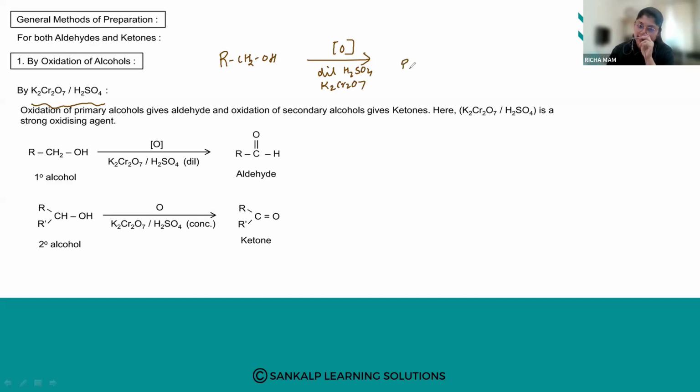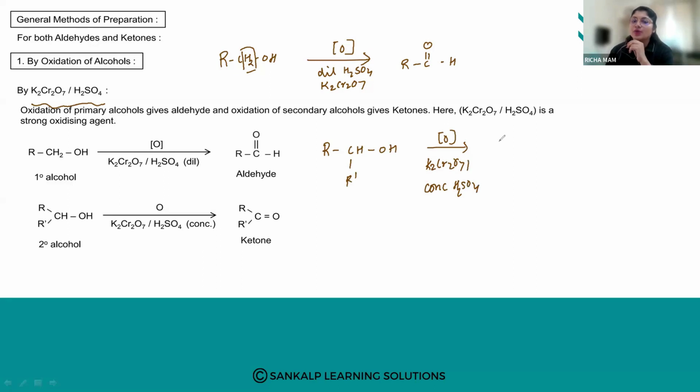Then what you will get is an aldehyde. What happens here? There will be loss of hydrogen. Oxidation means there will be loss of hydrogen. Accordingly, if I take a secondary alcohol and again do an oxidation, now taking K2Cr2O7 in the presence of concentrated H2SO4, what I'm going to get is a ketone. Again, hydrogens are lost. Got it?